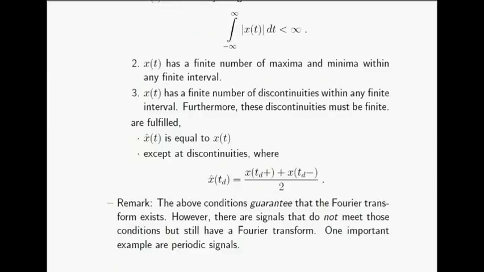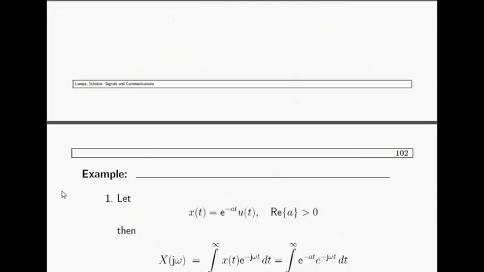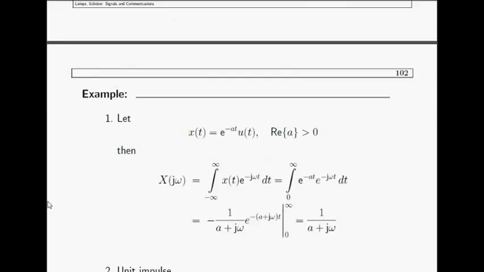There is a remark related to it, which is that the above convergence conditions guarantee that the Fourier transform exists. However, there are some signals which do not follow these conditions but still have a Fourier transform. One important example of that type of signal is periodic signals. So now let's first see some examples.